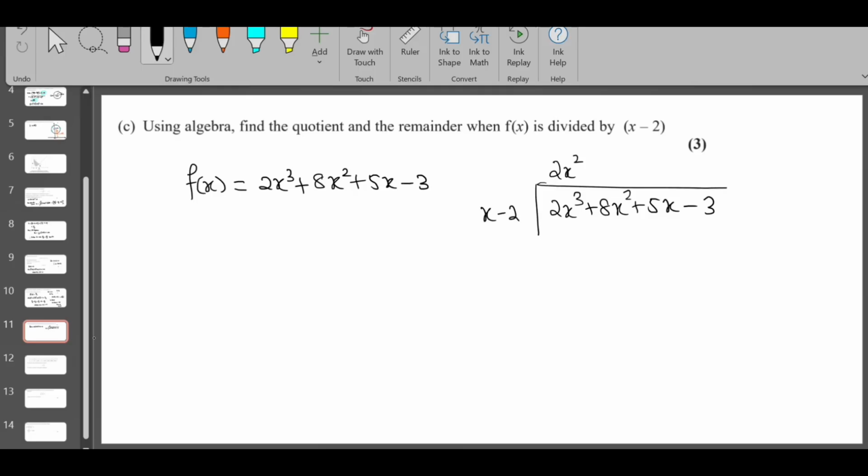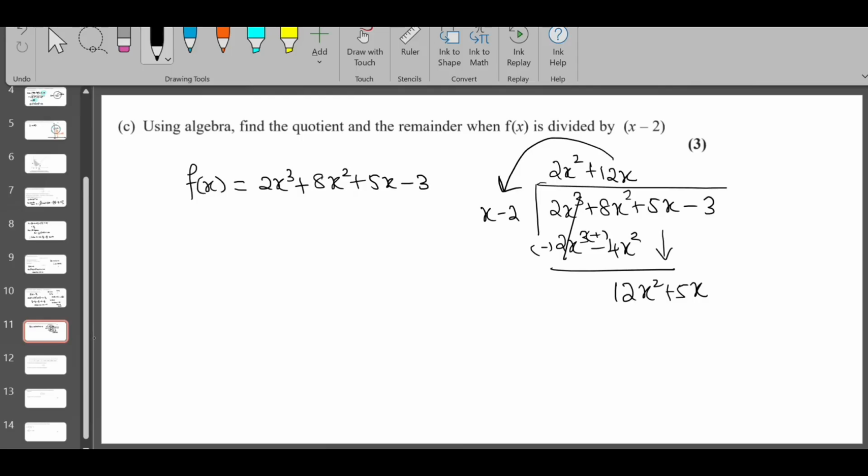So when you multiply by 2x square, you will get 2x cube minus 4x square. Change the sign, this will be cancelled. You will get 12x square, bring down the next term, 5x. Multiply by 12x, take this 12x and multiply this. You'll get 12x square minus 24x. Invert the sign, this will be cancelled. You'll get 29x, bring down the next term, minus 3.